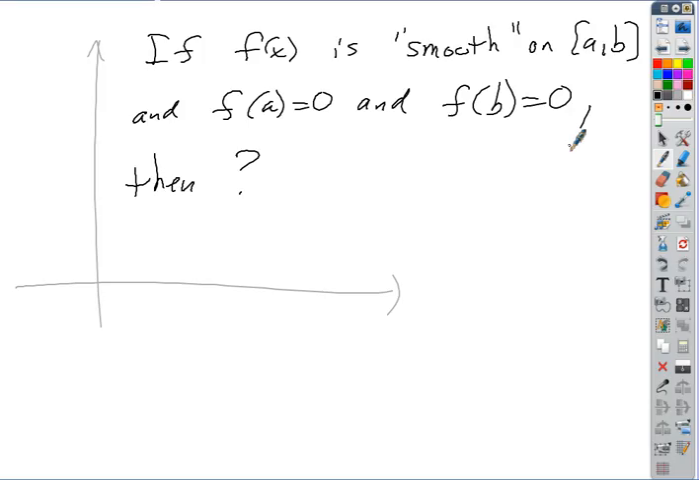Has to cross 0. Now, this is A, let's say. There's A, and there's B. And the value f of A, we said, is 0, right? So there's the point A, f of A. f of B is 0, so there's the point B, f of B. The function is smooth, continuous and differentiable. So something interesting has to happen on that interval.